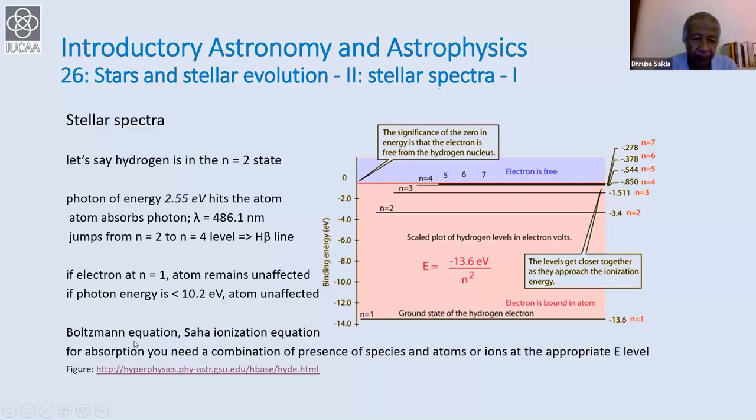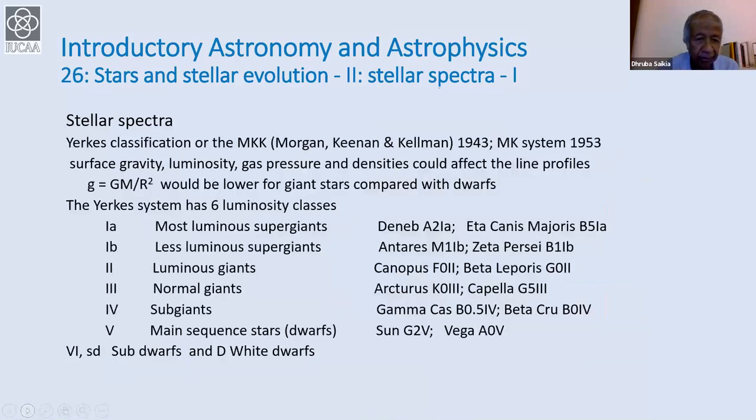And as I qualitatively explained to you, the strength of the lines and what you see would be governed by Boltzmann's equation, which gives you the distribution of electrons at different energy levels, and the Saha ionization equation, which gives you the degree of ionization of the species. For absorption, you need a combination of the presence of the species of atoms and ions and also the appropriate energy level. So these are the physical processes I would like you to keep in mind. A more detailed mathematical treatment is beyond the purview of the present level of the course, but at least the physical processes, I hope, are clear to you.